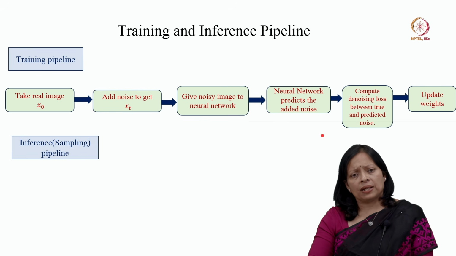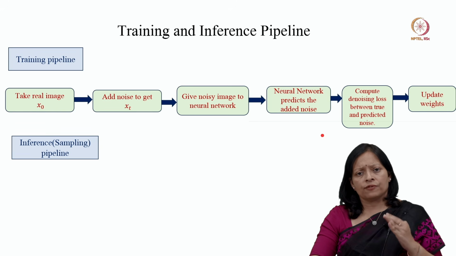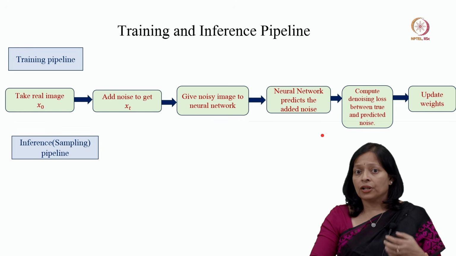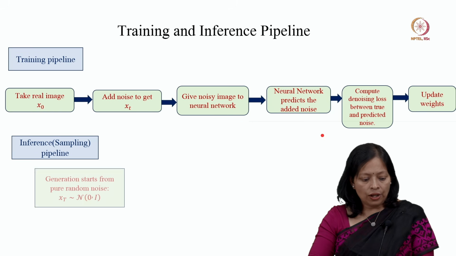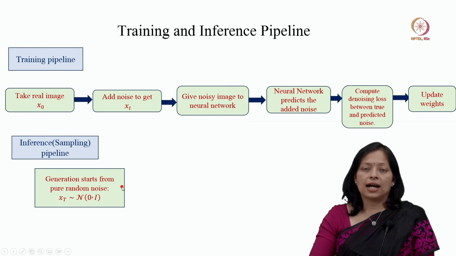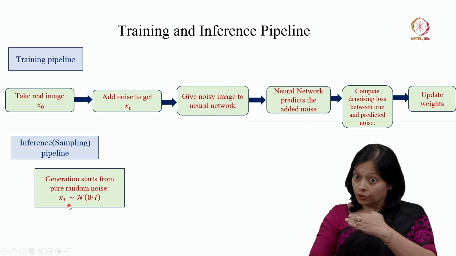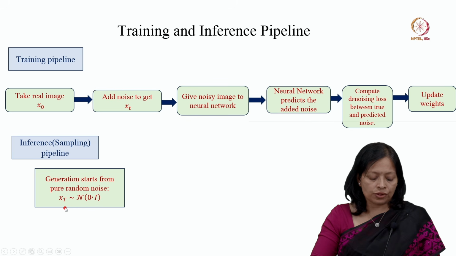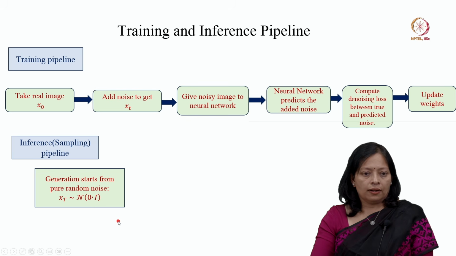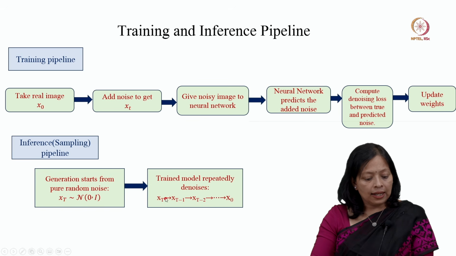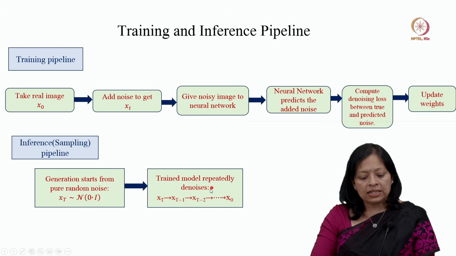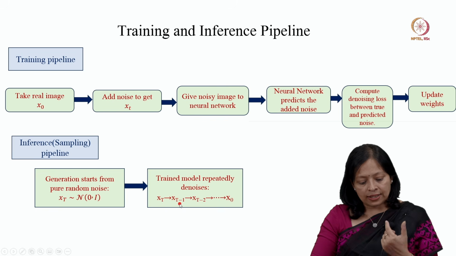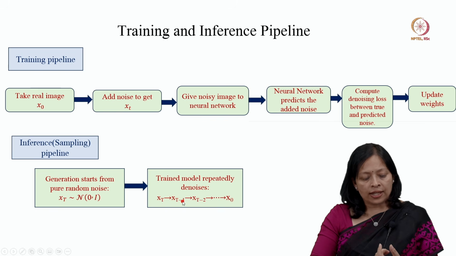In the inference pipeline, inference means, in the case of generative AI, that we are sampling or generating some new data. What happens? The generation starts from pure random noise, which is the reverse process in the diffusion model. So, here x_T belongs to a Gaussian distribution with mean 0 and variance 1, and then the trained model repeatedly denoises. So, x_t goes to x_{t-1}.